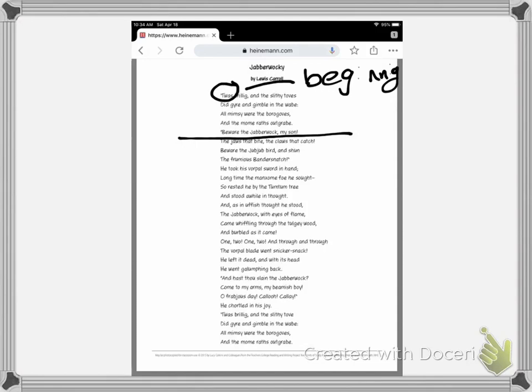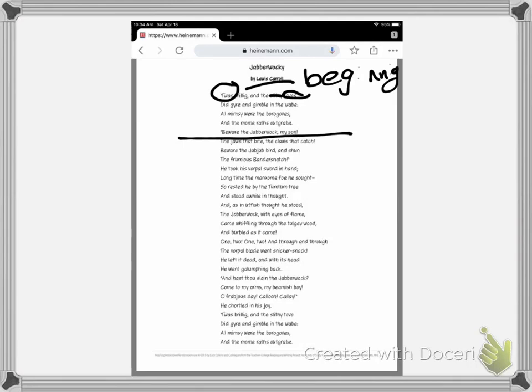And the slithy toves. Slithy kind of reminds me of slithery. And toves, I don't know, maybe some type of, if slithy is a slithery movement, maybe a tove is something that's moving that way.